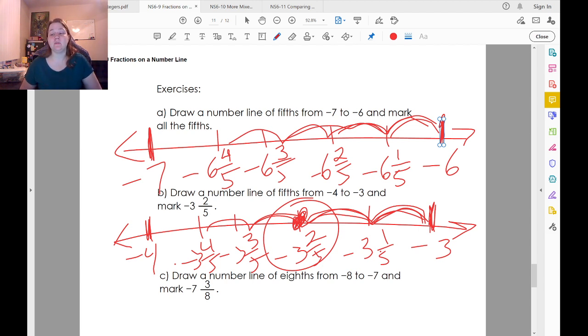I would suggest that you put a dot, but I've got enough scribbles on there. I'm going to let you try the number line of eighths. Think about how many cuts you'll need, and then think about in what direction the number lines go.